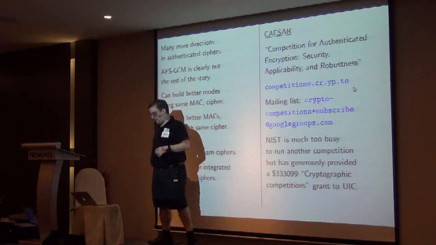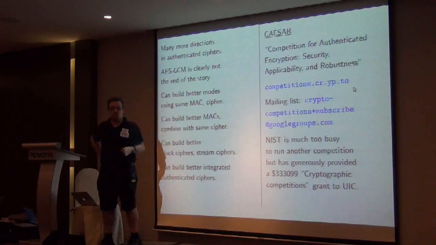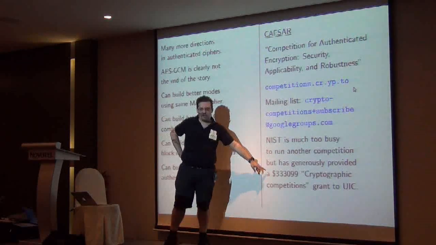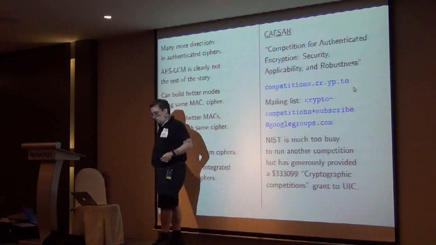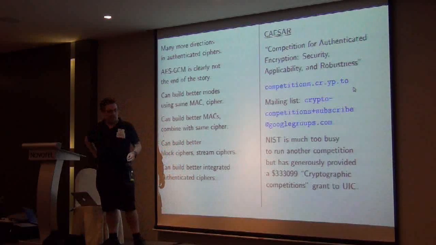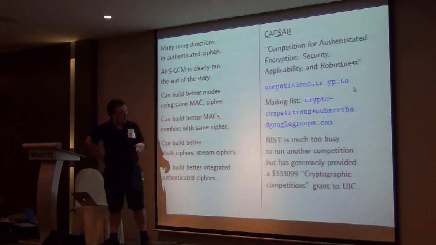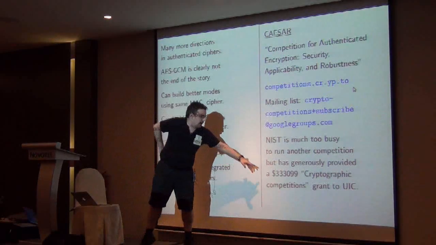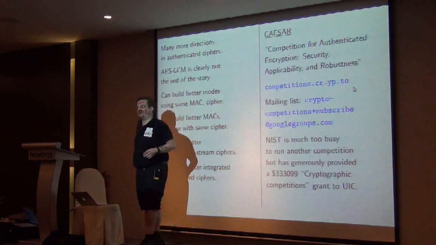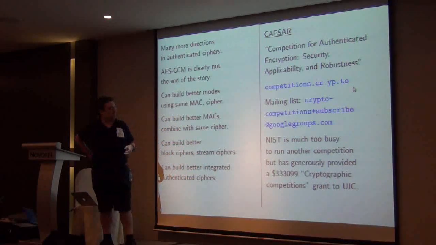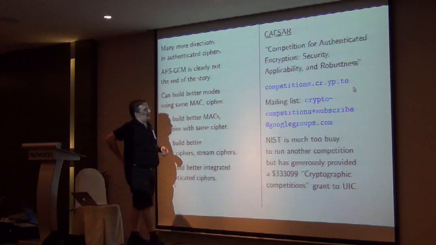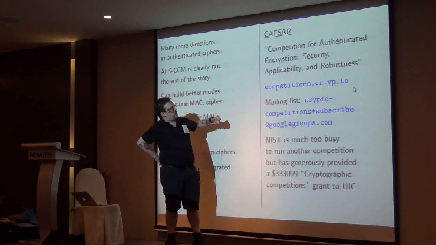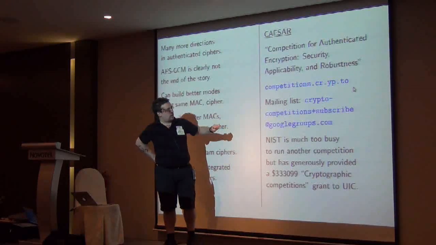NIST has burned themselves out on competitions for the moment, but they have been nice enough to provide some funding. So there's a cryptographic competitions grant, which is making sure that things like workshops and software benchmarking and such are all going to be handled. Of course, this is not an infinite amount of money, so if people want to scrape up more funding to keep this running nicely, then that's, of course, appreciated. Happy to chat with people about how to get funding for authenticated encryption generally and for this competition in particular.